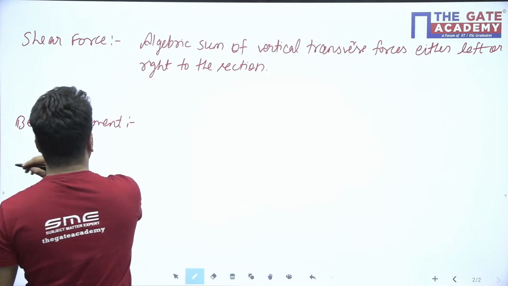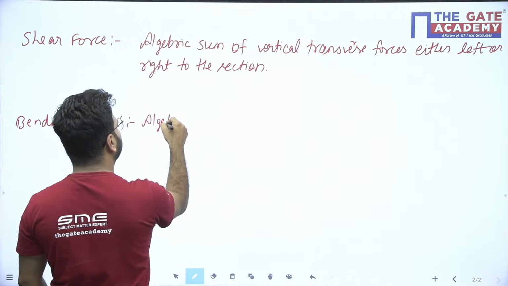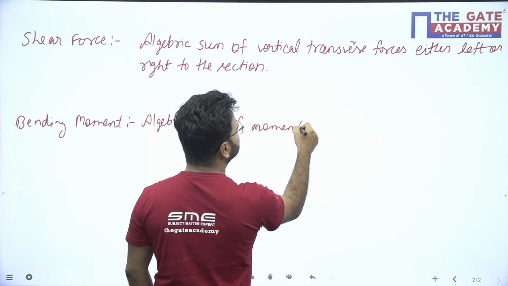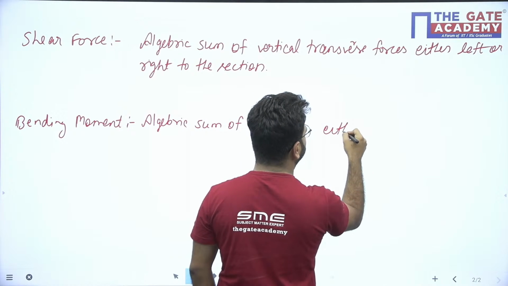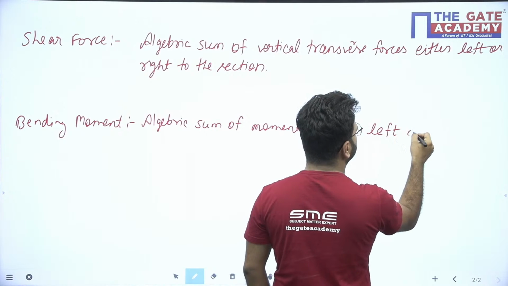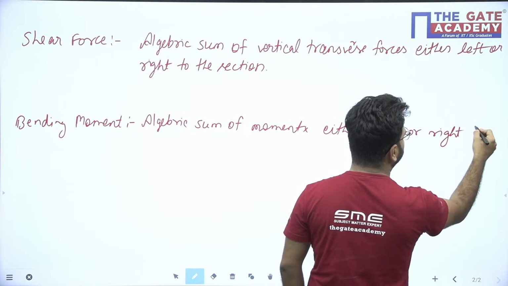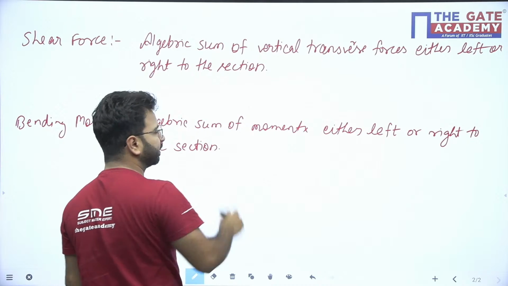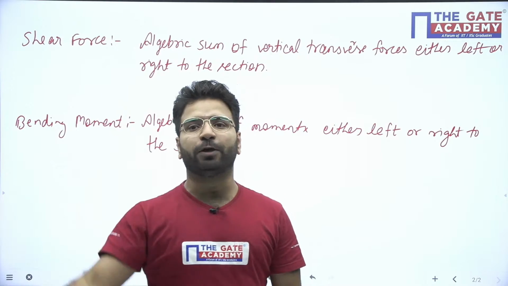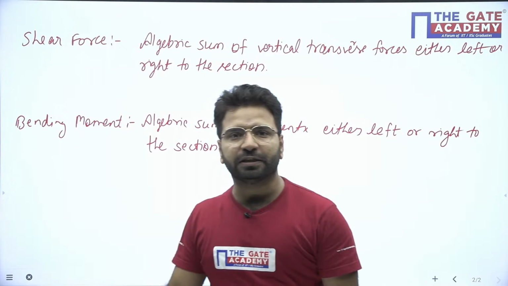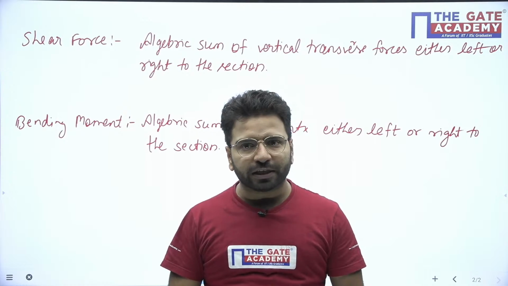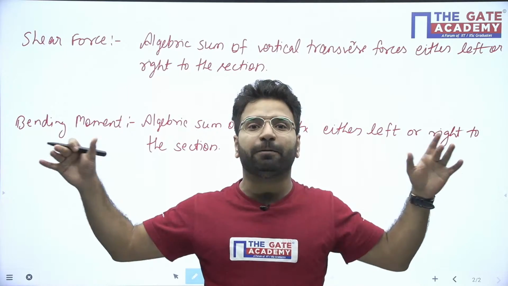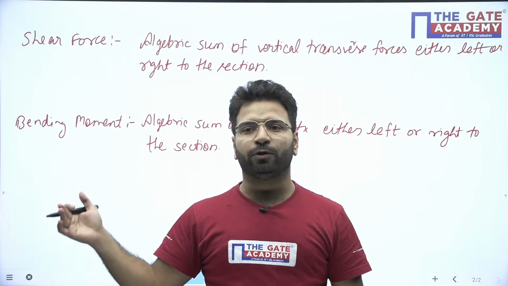Similarly, the bending moment definition is the algebraic sum of moments either left or right to the section. Same thing, the calculation is the same: you calculate the moment as force into the perpendicular distance between the line of action of the force and the point considered. Bending moment is calculated the same way, but you have to see which section they are asking the bending moment for. So you have to see either left or right. You cannot see the complete beam. You have to see either on left or on right.